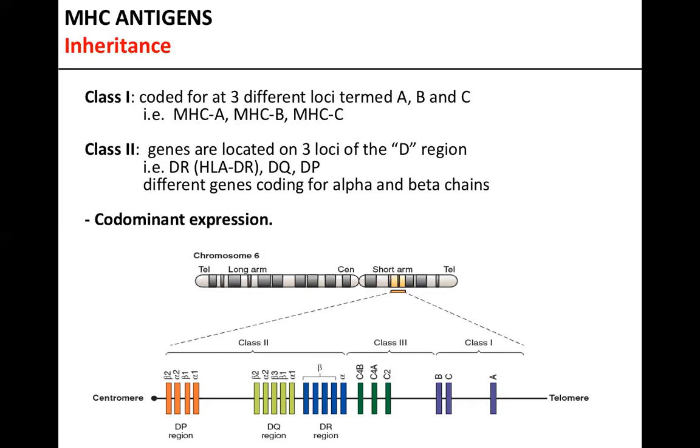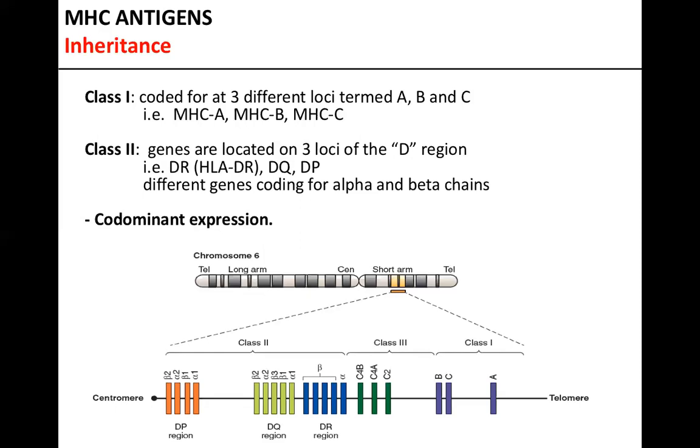So very important to take note is that the MHC molecules produced are co-dominant. Co-dominant expression, meaning that whatever is produced by these genes, they're all equally expressed. Those MHC antigens are all equally expressed on the surface of the cell. There's not a preference for class 1 over class 2. One doesn't dominate over another. They're all equally expressed, hence the term co-dominant expression.